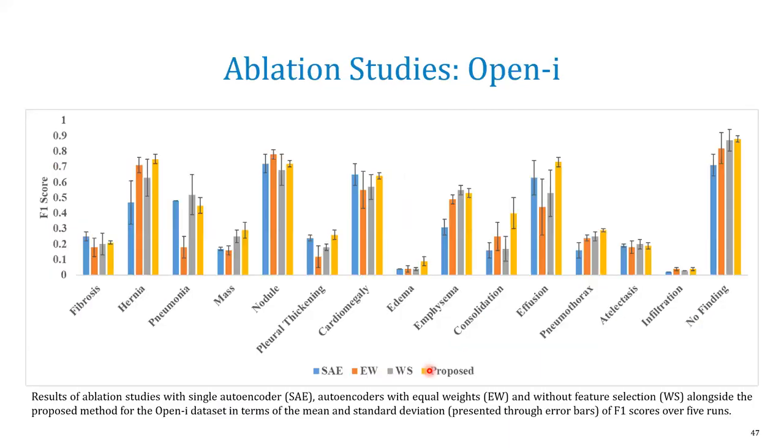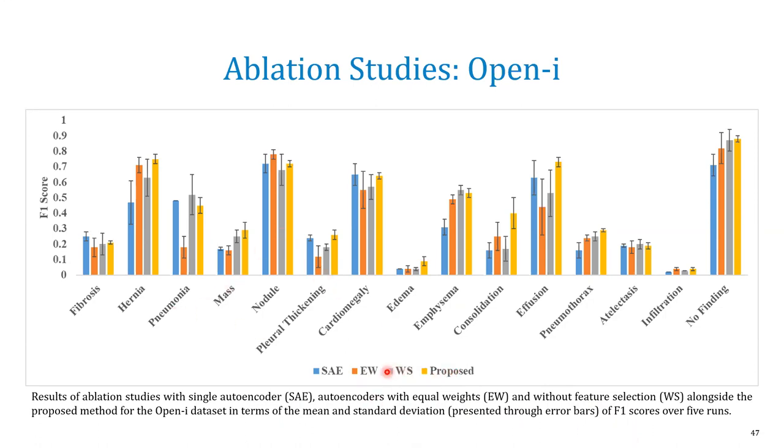Alongside this, we also try to evaluate the utility of our design and the architecture. For that purpose, we perform several ablation studies. To look into the utility of the ensemble design, we use single autoencoder, abbreviated as SAE. We use autoencoder with equal weights, where we do not assign weights to the autoencoders based on their quality of training. And we also use autoencoder without feature selection. Without feature selection means we do not find the winner subspace from the set of M subspaces, as I mentioned. We randomly choose a subspace.